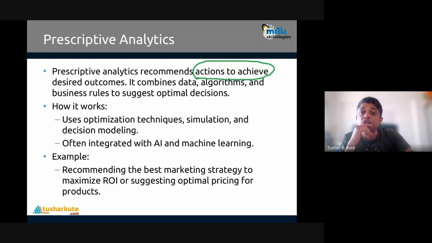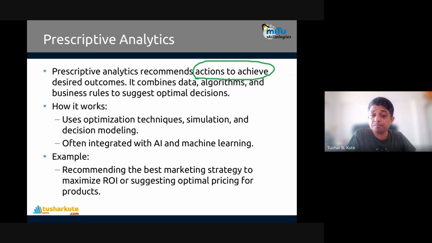Action to achieve. What action to perform now? A course of action is suggested there, where it combines data, algorithm, and business rules to suggest the optimal decisions. Now, this is the growth. If similar growth is possible, then what operation to perform, that we have to decide, is called prescriptive analytics.